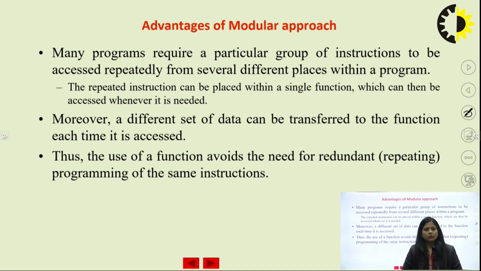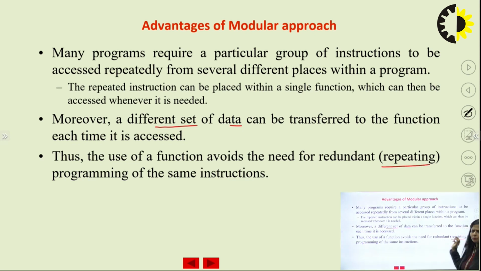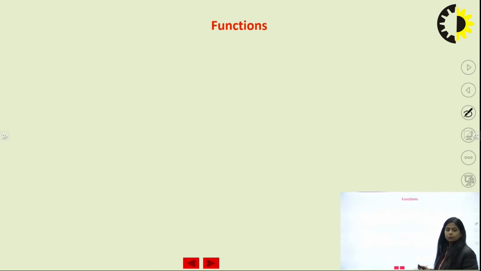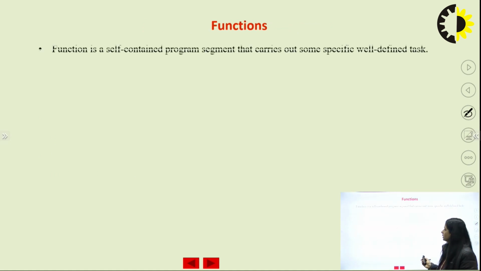The next user is having some products of Y category, and for that you are providing a 20% discount, right? So every time the value of the discount is getting changed, it could happen. So we say a different set of data can be transferred to the functions. Thus, the use of functions avoids the need for redundant, or we can say repeating, programming of the same sort of instructions. So that's why the modular approach is quite popular.